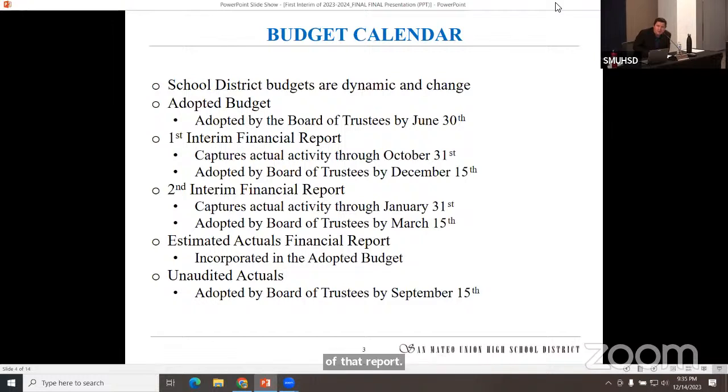Getting into it, where are we? We're at first interim, where we capture all activity through October 31st. The first interim financial report is required by Ed Code to be adopted by the Board of Trustees by December 15th of each year.